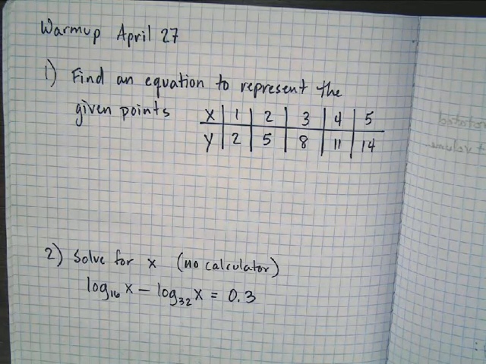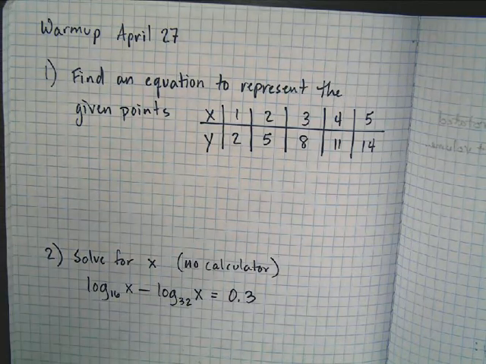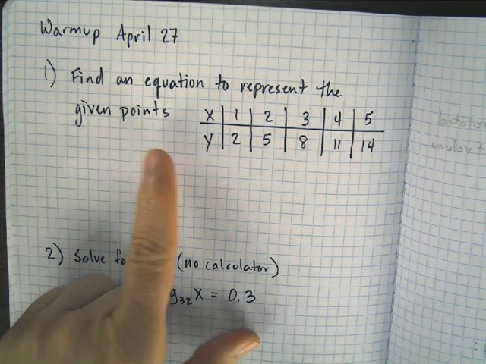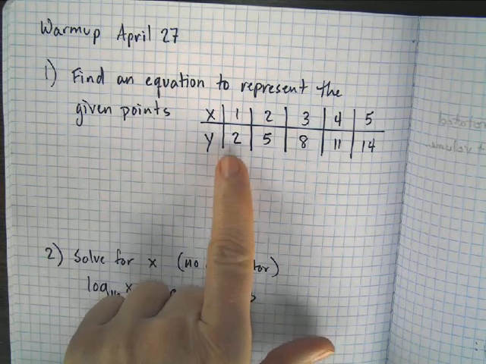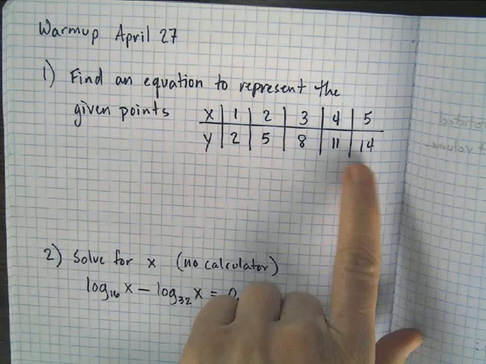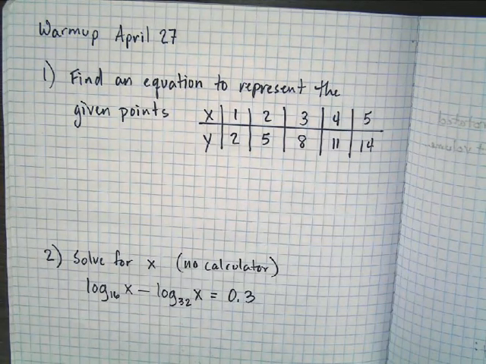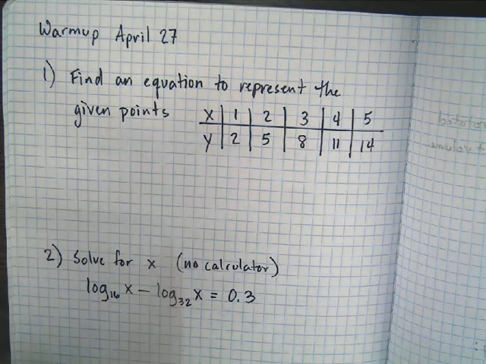Starts out fairly straightforward. I want you to write an equation that would represent these given points. So in other words, an equation that all of these points satisfy. And yeah, that's it for that one.